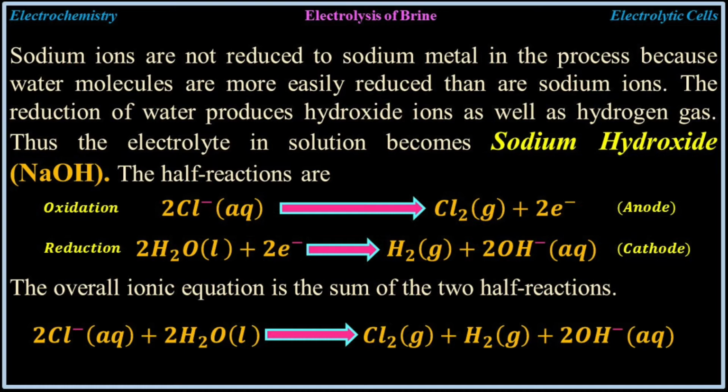The half reactions are 2 moles of chloride ions yields 1 mole of chlorine gas plus 2 electrons, and the reduction, 2 moles of water plus 2 electrons yields 1 mole of hydrogen plus 2 moles of hydroxide ions. The overall ionic equation is the sum of the two half reactions. 2 moles of chloride ions plus 2 moles of water yields 1 mole of chlorine gas, 1 mole of hydrogen gas, and 2 moles of hydroxide ions. And that, of course, is aqueous.